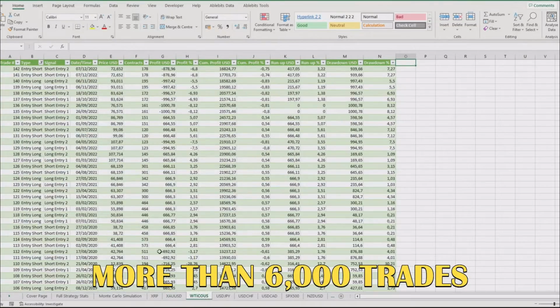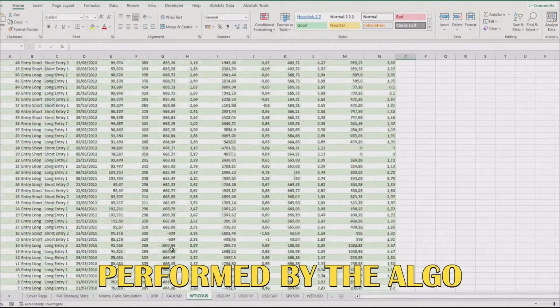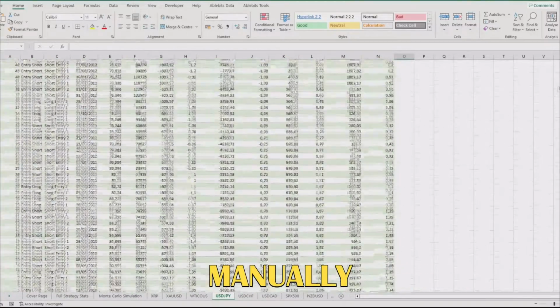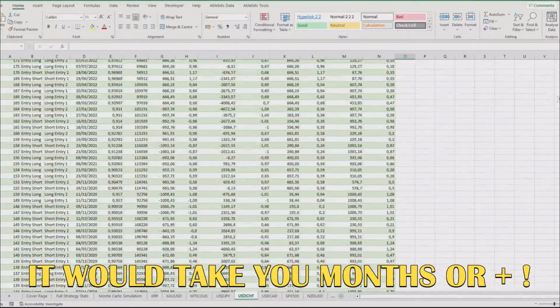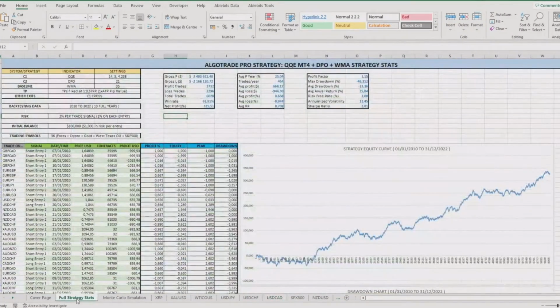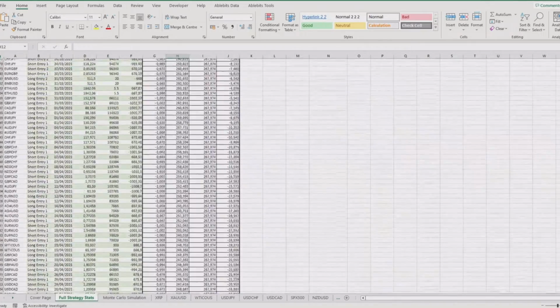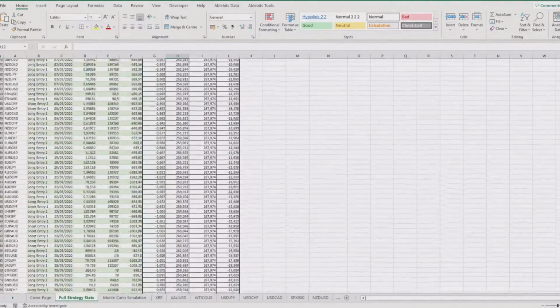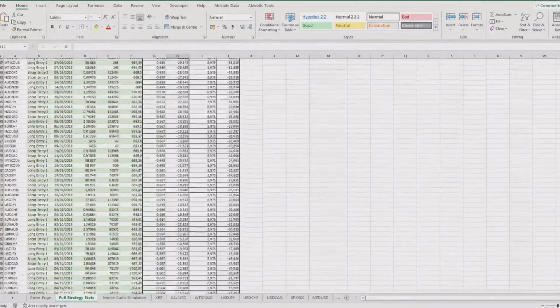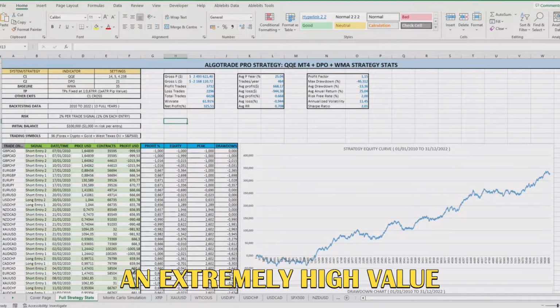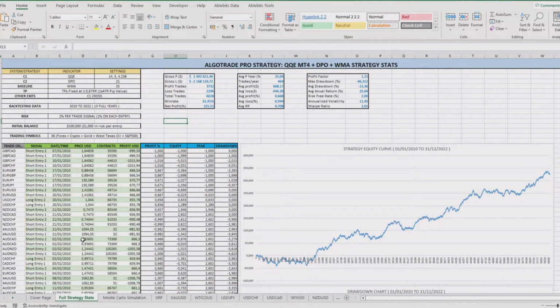There are more than 6,000 trades that were performed by the algo in just a few minutes. If you wanted to do this manually, believe me, it will take months or even more. Then, what I did was automatically join all these results and order them, using an Excel plugin which cost me $100 per year. So, you must have realized by now that this Excel has an extremely high value. And here are all the statistics you need to know to see if a strategy is efficient or not.